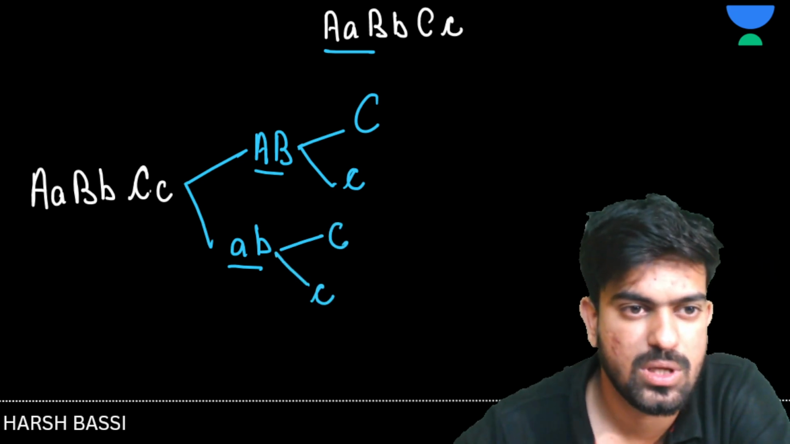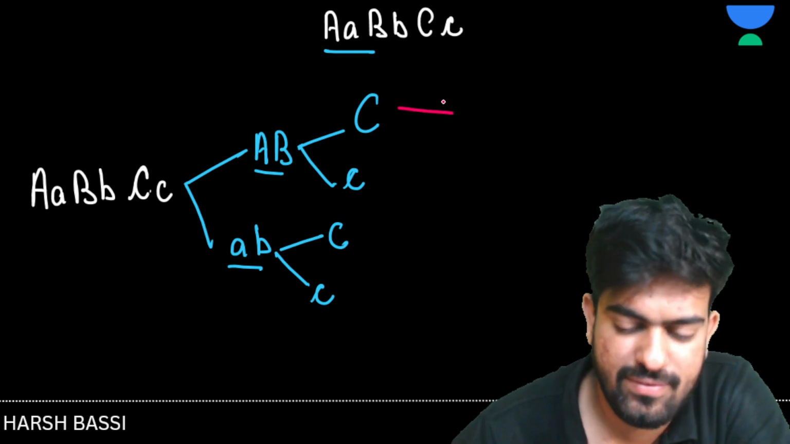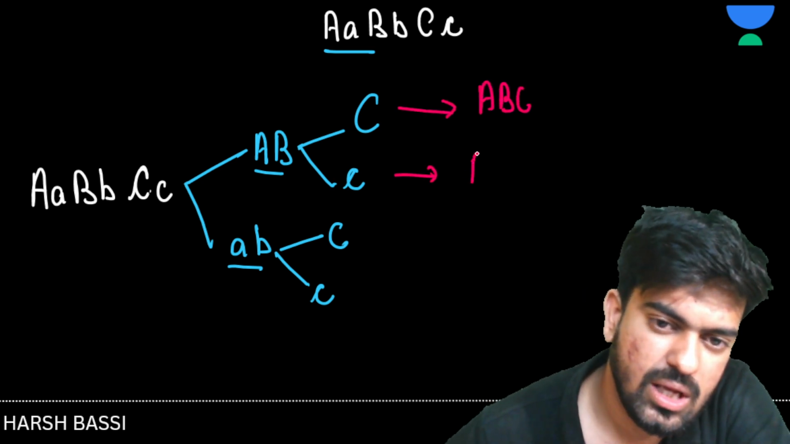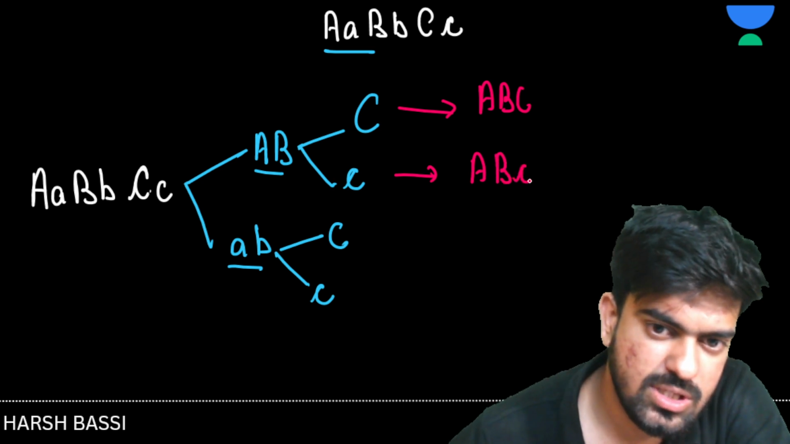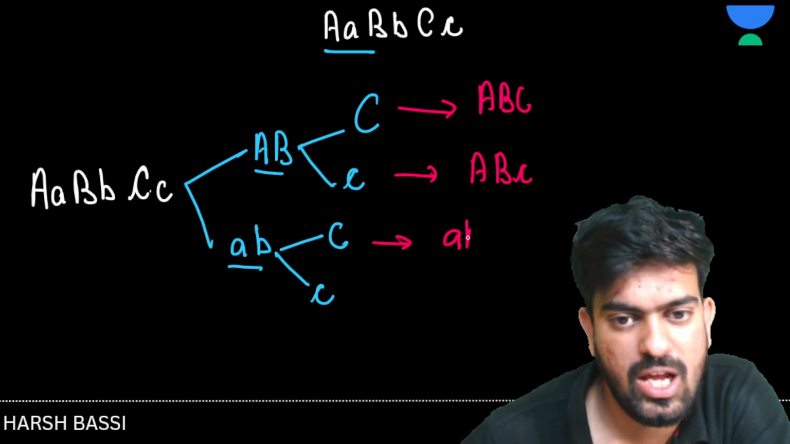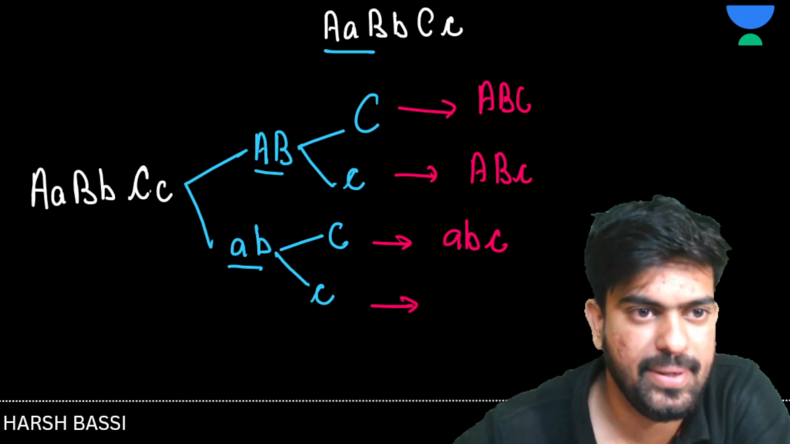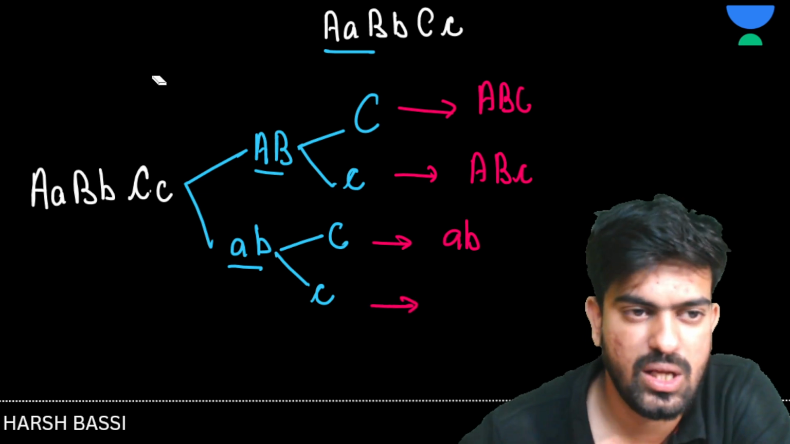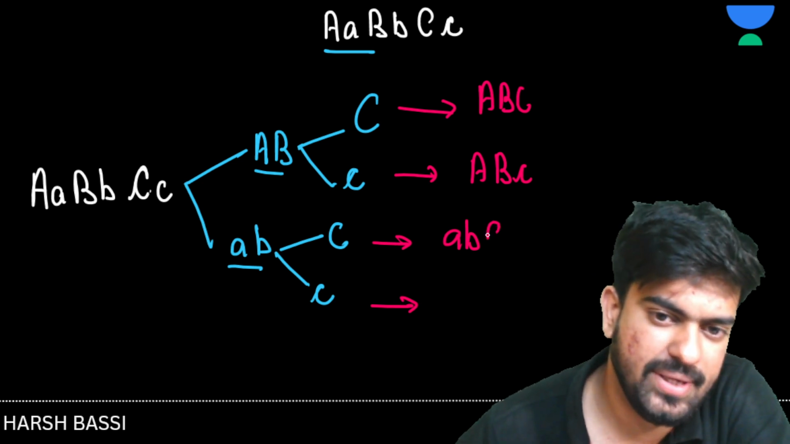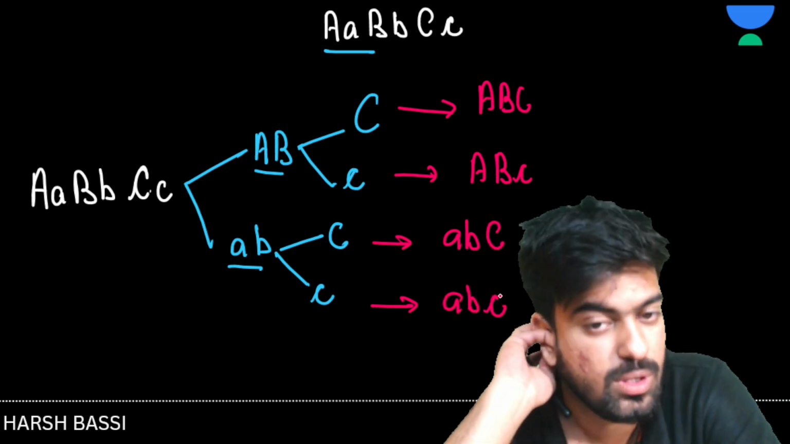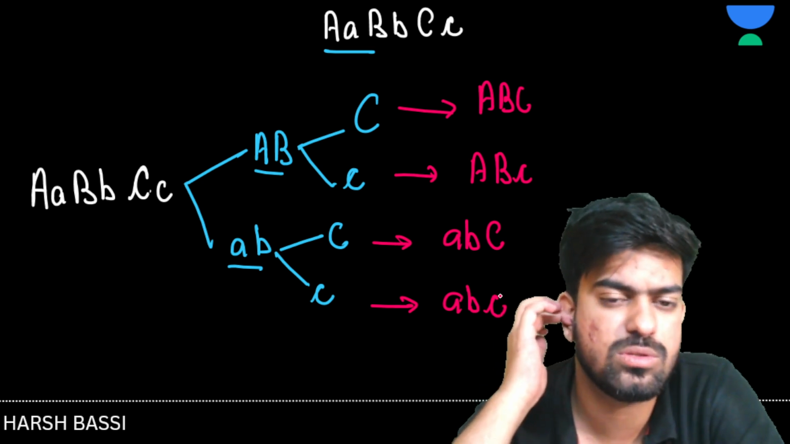Great. And then we will be having the gametes as A, B, capital C, and A, B, small c. Clear to everyone? Let me know if you have any doubts.